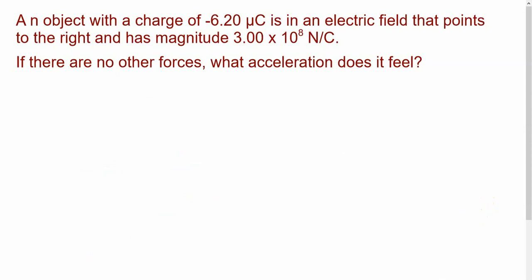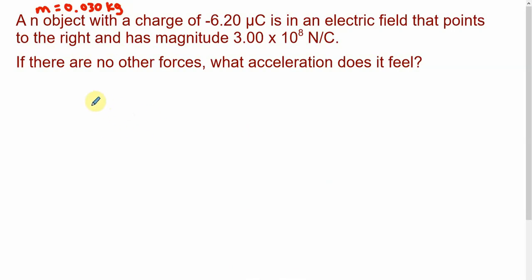So, in an example, an object with a charge of -6.20 microcoulombs is in an electric field that points to the right and has magnitude 3 × 10⁸ newtons per coulomb. And so, if there are no other forces, what acceleration does it feel? I need to tell you the mass. Let's say that the mass of this object is 0.030 kilograms.